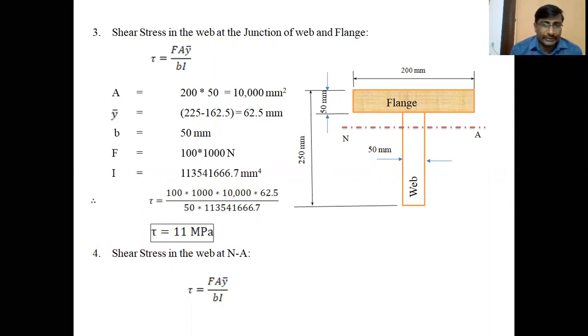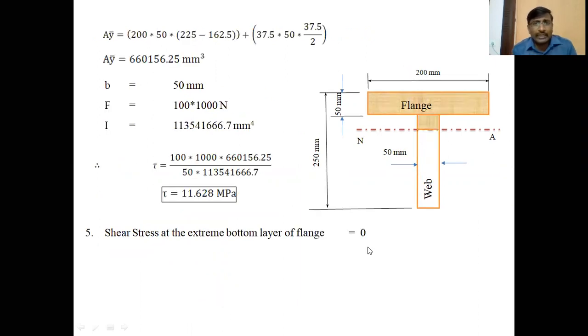And finally, shear stress in the web at the neutral axis. Neutral axis is in the web itself. Therefore, shear stress at the neutral axis. So again, apply this formula at the neutral axis. Upon applying F A Y bar by B into I at the neutral axis, we should consider the layer at the neutral axis. Upon considering the layer at the neutral axis, this is the EF layer. So we are considering the layer at this neutral axis.